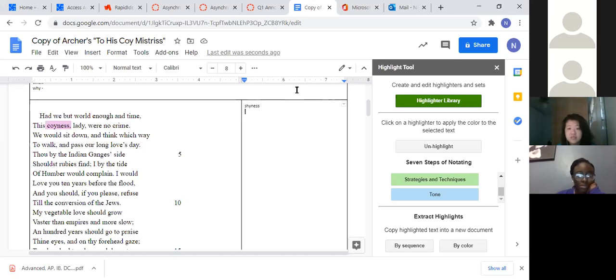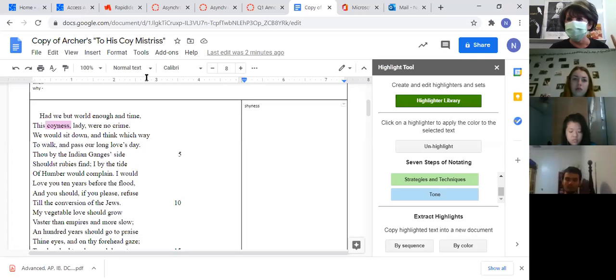So these poets loved using the idea that there were jewels and precious things in the East, because they didn't understand the East. We're talking the areas where riches came from, beautiful golds. So here he goes: we would sit down and think which way to walk and pass our long love's day. In other words, we'd walk by the Ganges River in India, and we could pick up rubies. I mean, this is kind of a fantasizing.